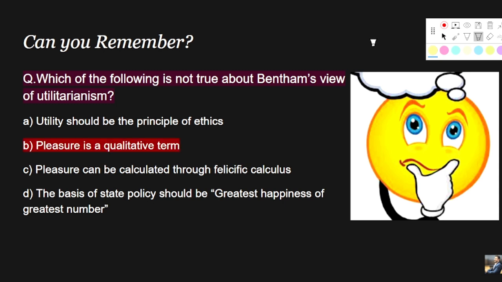So let's see the answer here. The answer is that pleasure is a qualitative term, which is wrong in this case. It was not the idea of Bentham, it was the idea of Mill, because Bentham did not take the notion of a qualitative difference between pleasure and happiness.